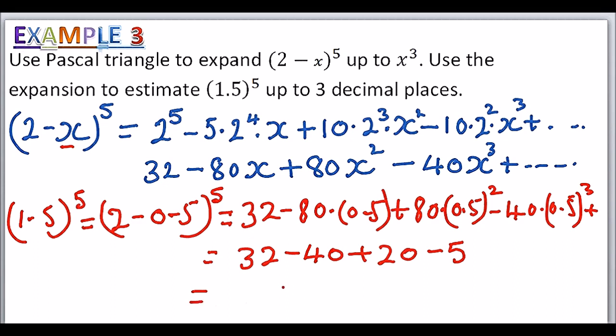So when you compute this, you get 32 minus 40 is minus 8. Minus 8 plus 20, we get 12. 12 minus 5, we get 7. So the expansion of this 1.5, when we consider up to x cubed, is 7.